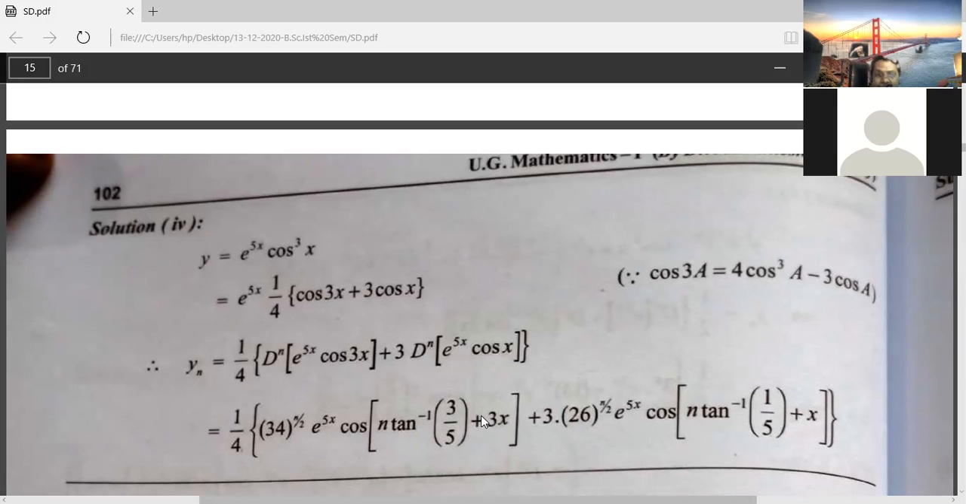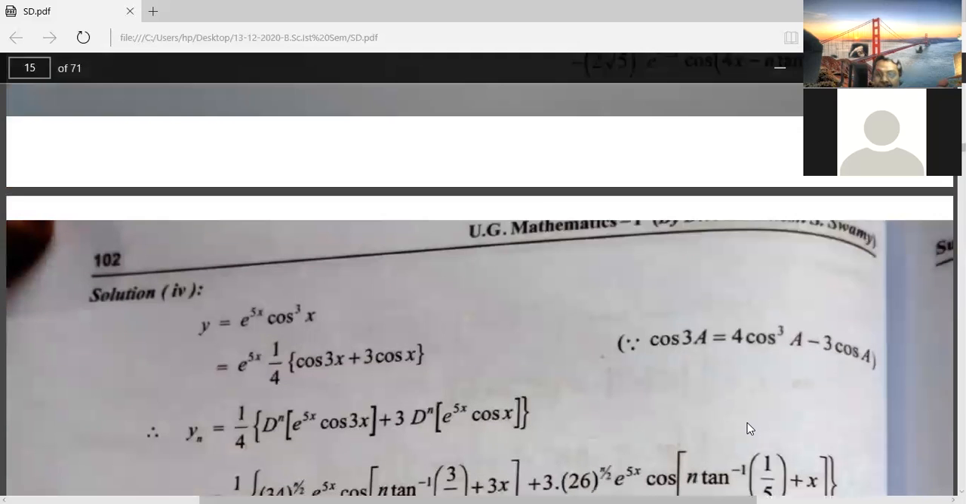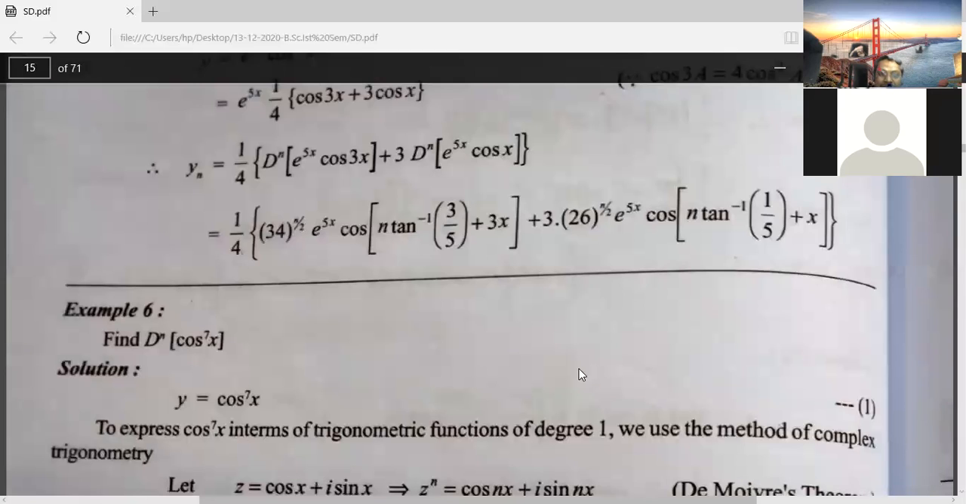Okay, similarly the next one also you can use the same formula. a is equal to 5, here also equal to 5, but here b is equal to 1. a square plus b square means 5 square plus 1 square is equal to 26, to the power n by 2. The same, e to the power 5x into cos of, plus you have to write n tan inverse of b by a. Here b equal to 1, so 1 by 5, and then plus x you are writing. That is the case. Okay.